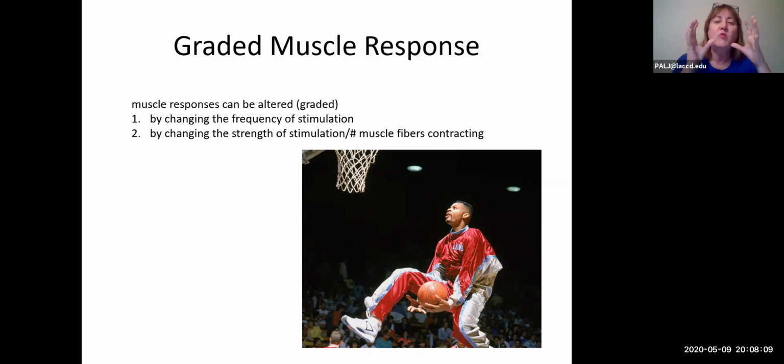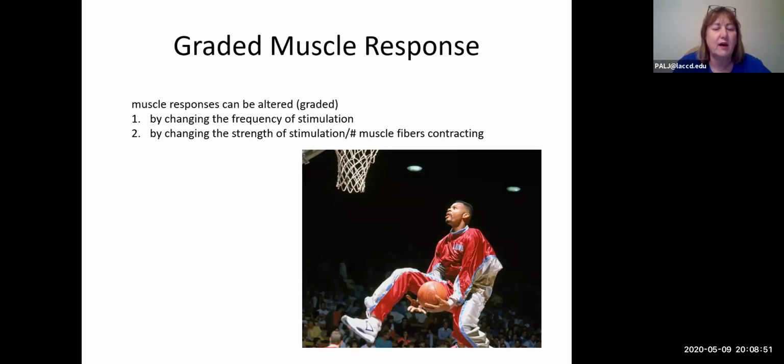So the response of the muscle can be graded, what we call gradations. In other words, it's the entire muscle contracting, and it's not that it's contracting one time, all or nothing. We grade it by looking at 2 different things. We can change the frequency of the stimulation, so change how often there's an action potential to cause a twitch, or we can change the strength of the stimulation, which has to do with the number of muscle fibers contracting.